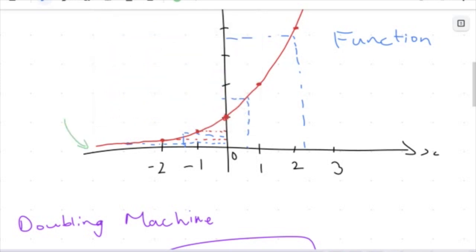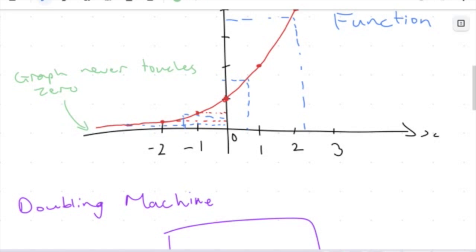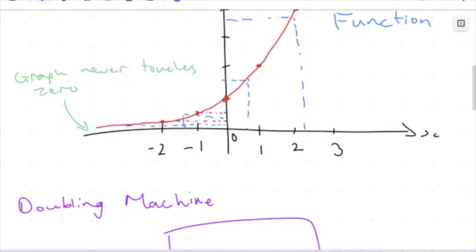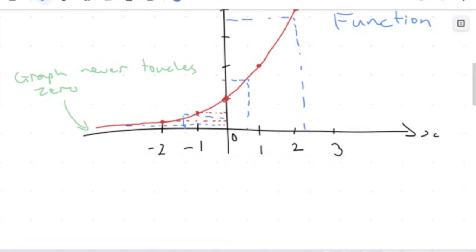The graph never touches 0. And we have a special name for this when we have something that approaches but never touches. We call this an asymptote. I'm going to write that word here because it's a bit of a weird word. We have an asymptote.